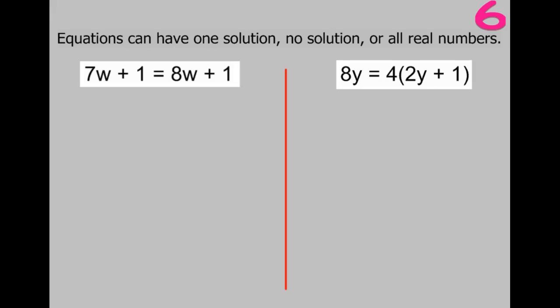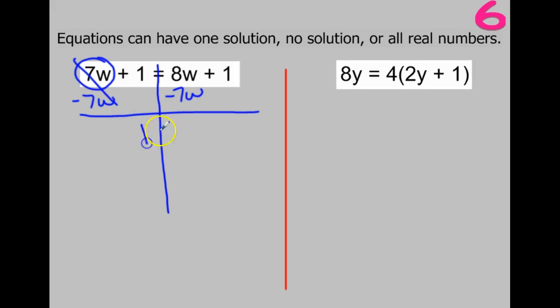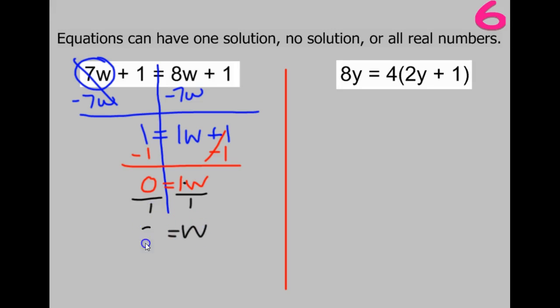Alright, a couple more. I think these are the last two. Let's solve these. We need all the letters on the same side. This one's smaller, so I'm going to move it to be with the other 8. So I'm going to subtract 7w. Eliminated, we have 1 equals 8 minus 7 is 1w plus 1. We need the w by itself. Get rid of your addition and subtraction first. I'm going to subtract 1. 1 minus 1 is 0. And then last, the opposite of multiplying by 1 is divide. 0 divided by anything is still 0. So w would be 0.